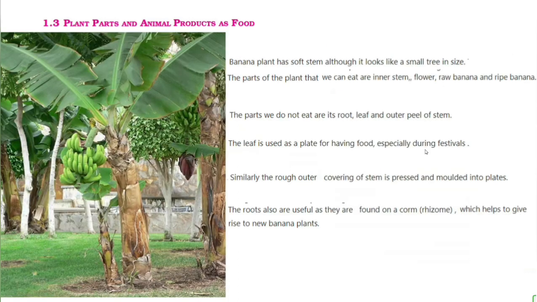Next plant is the banana plant, which has a very soft stem and it looks like a small tree. The edible parts, or the parts which we are eating, are the inner stem, flowers, raw banana and ripe banana. So more than one part of this plant also we are eating as food.